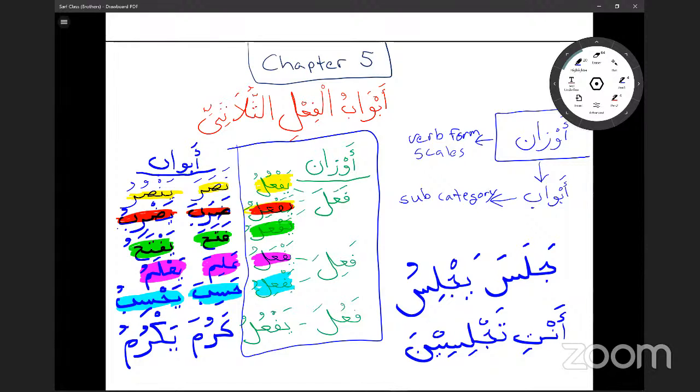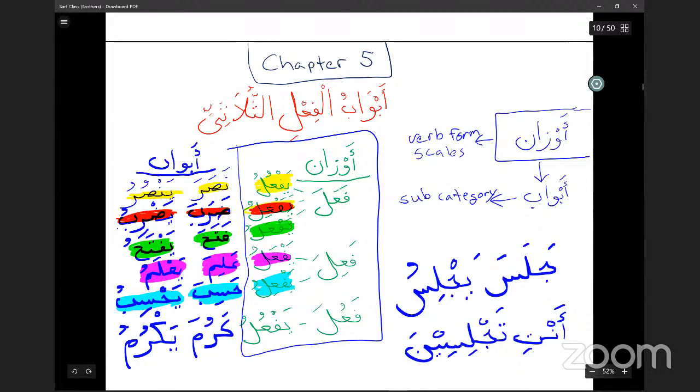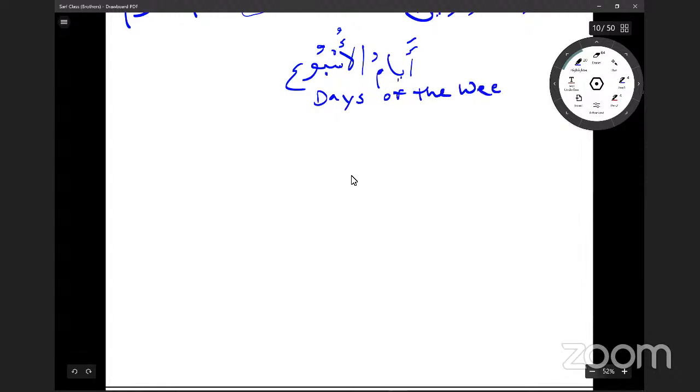Now, second thing I want y'all to take now is the days of the week, which in Arabic are called ayyam, which is days of, and then week we say in Arabic usbu'. Ayyamul usbu', days of the week.